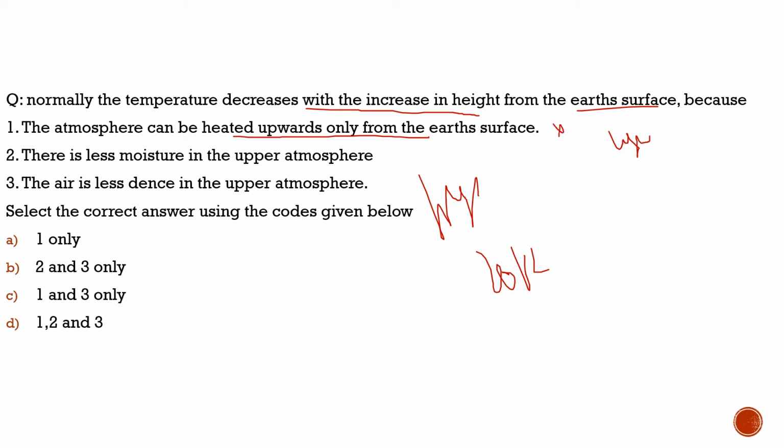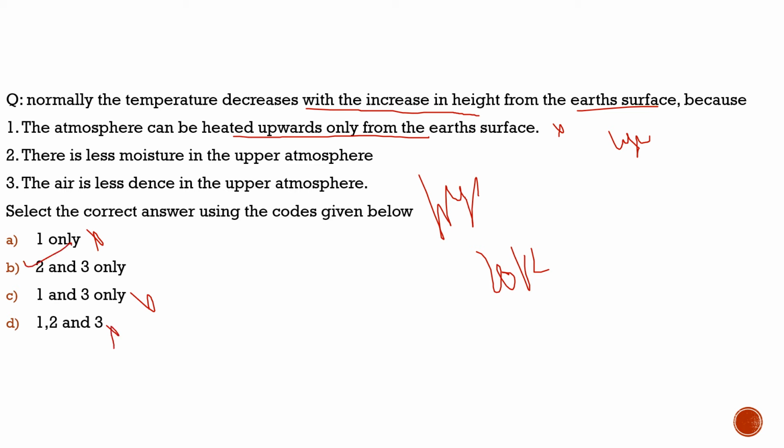Even though the heating of the atmosphere is low when we move upwards from the earth's surface, because there is a reflection of those infrared radiations, still there is heating of the atmosphere, not only from the earth's surface but also from the infrared radiation. So the first statement is incorrect. When the first statement is incorrect, we can mark options A, C and D incorrect. So what we are left with is 2 and 3. So this would be the correct answer.